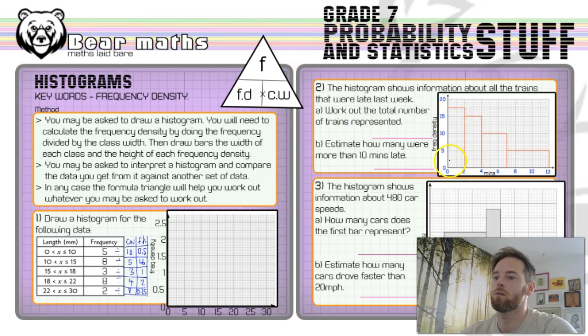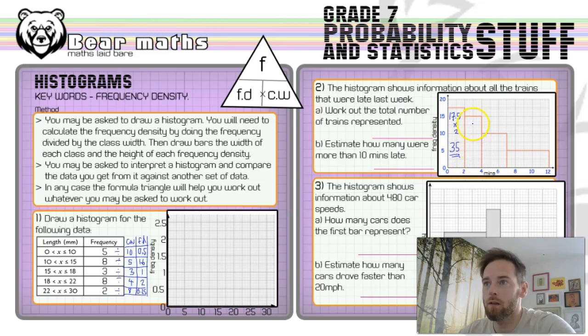So all we have to do when we need to work out how much each bar is worth is just do the class width multiplied by the frequency density. This is the frequency density, this is the class width, right? So 2 multiplied by, and what we can see there is between 15 and 20, so that's 17.5. And then we're going to multiply that by 2. Well, that's going to be 35, isn't it? So that bar is worth 35, right?